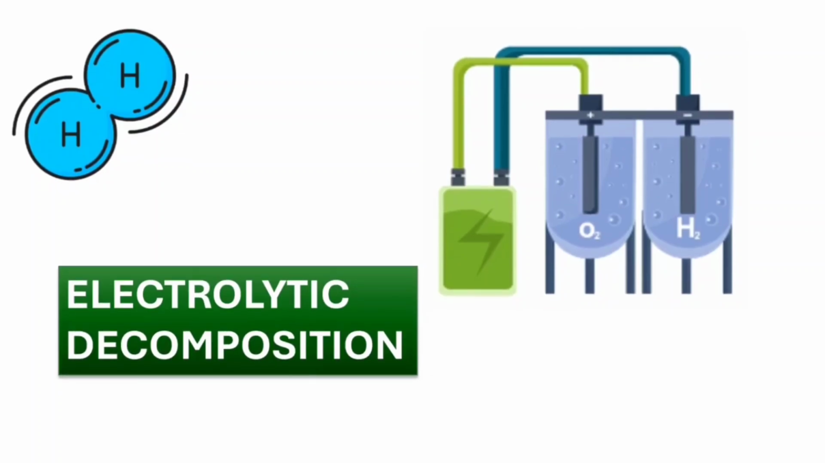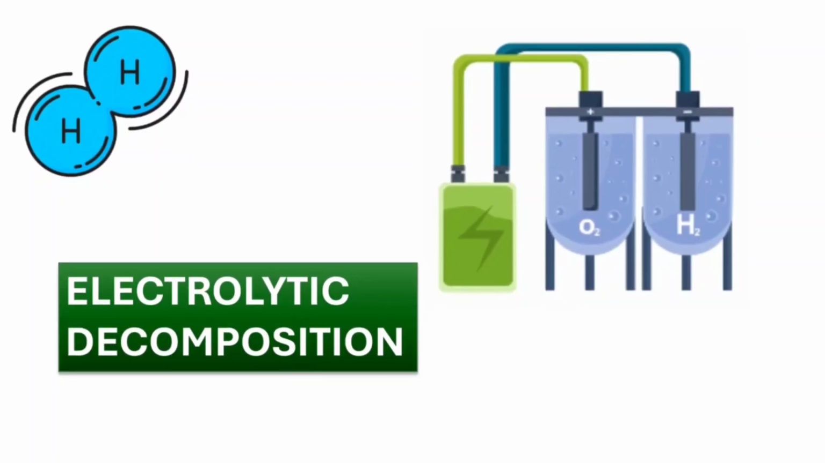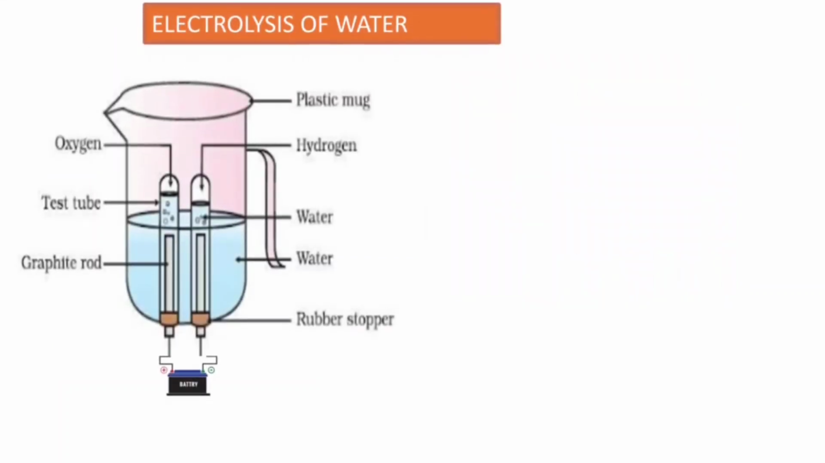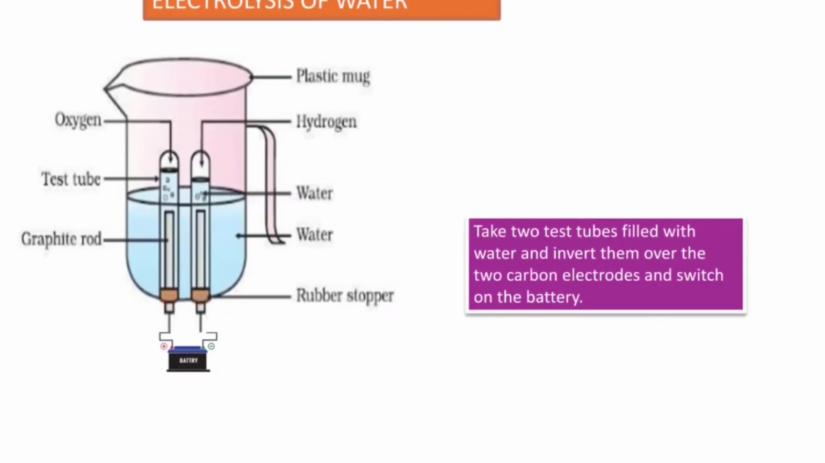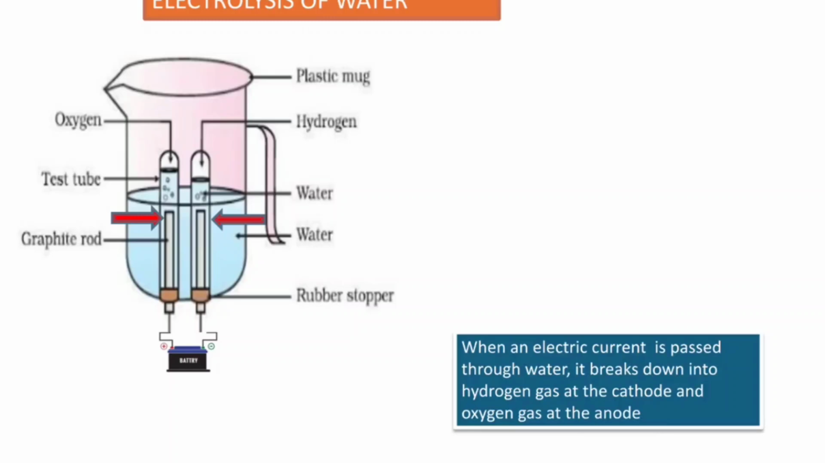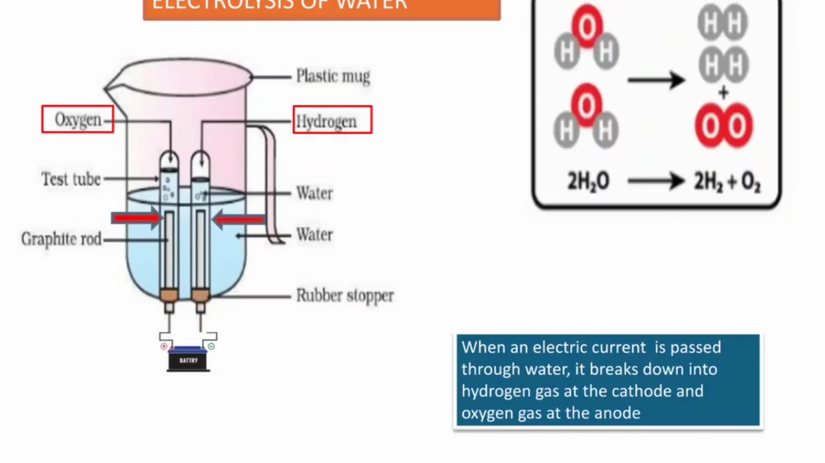It is another type of decomposition reaction. That means decomposition in the presence of electricity. Electrolysis of water. Take 2 test tubes filled with water and invert them over 2 carbon electrodes and switch on the battery. What happens? When an electric current is passed through water, it breaks down into hydrogen gas at the cathode and oxygen gas at the anode. So finally we can say the equation is 2H2O gives 2H2 plus O2. Oxygen and hydrogen are two different gases produced as a result of electrolysis of water.